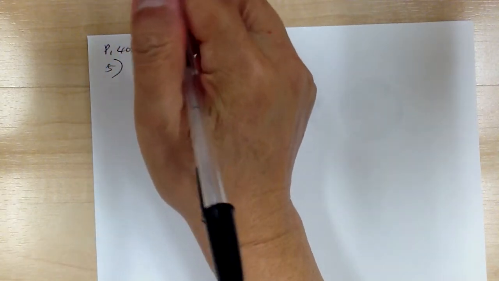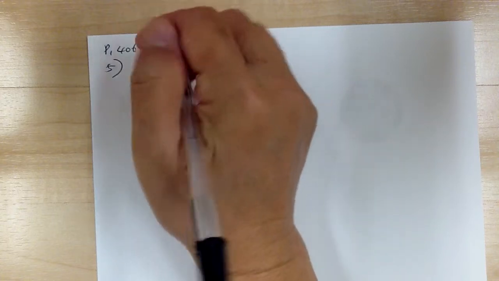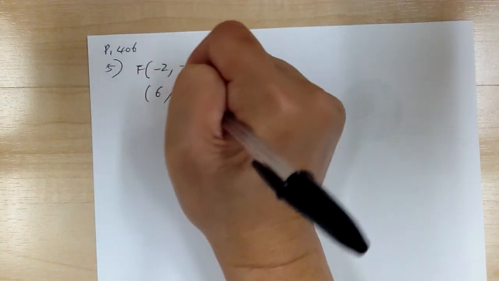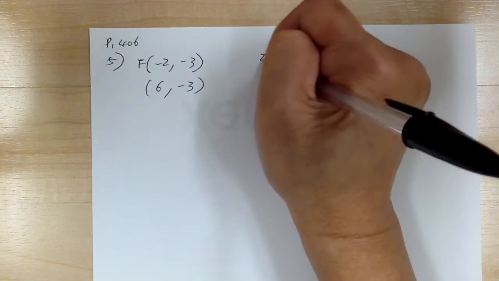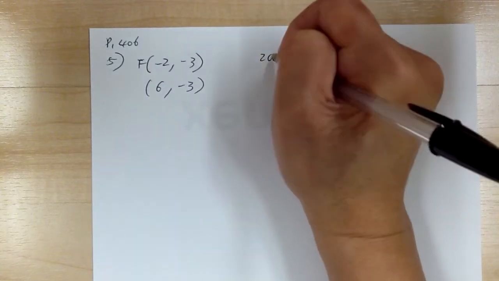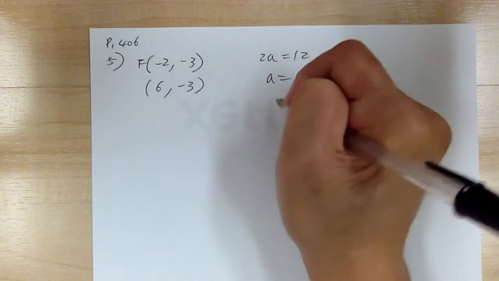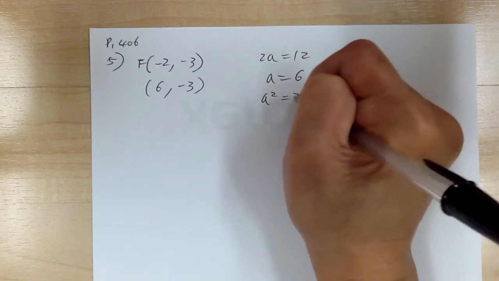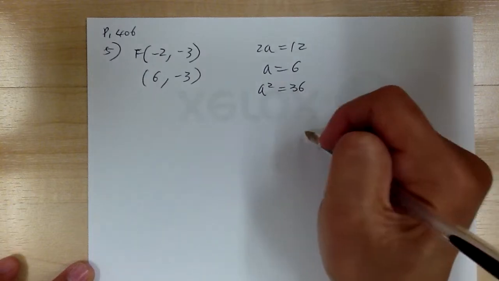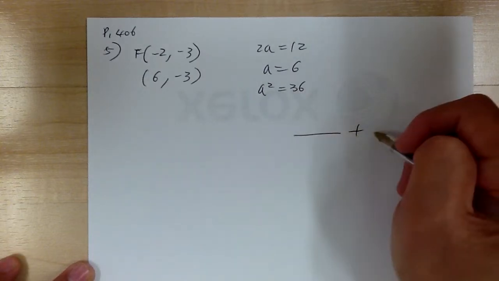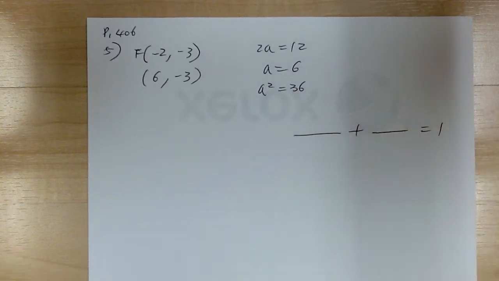Okay, the first focus is at -2, -3. The second one is at 6, -3. And the sum of the focal radii, so 2a equal to 12. So from here, you're going to get a equal to 6. So a squared equal to 36. Okay, so that's going to get the template ready. Right? So you're going to have something like this, right? Okay, so now let's go ahead and sketch that.